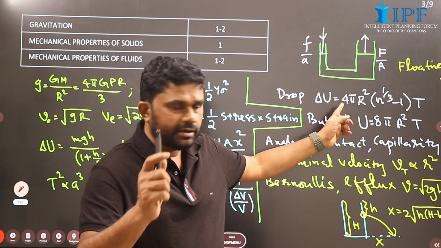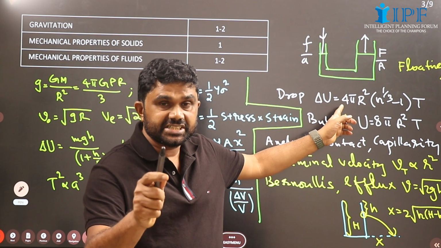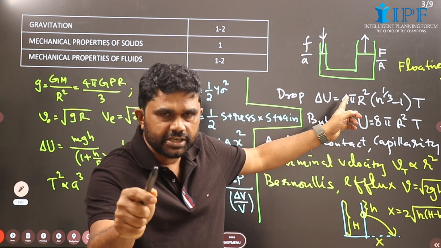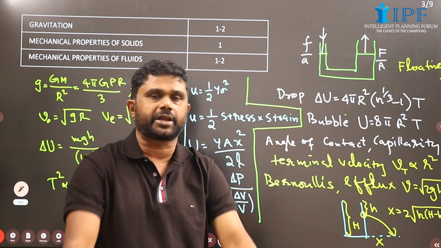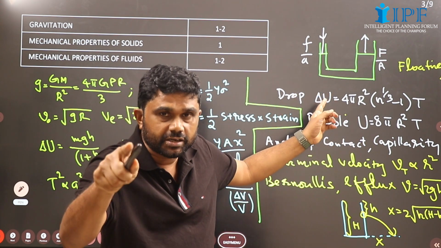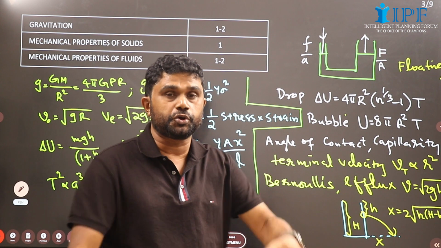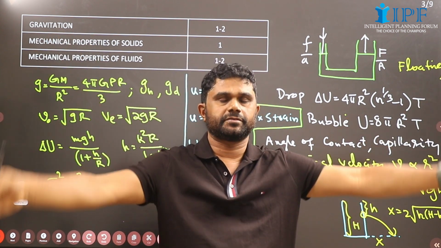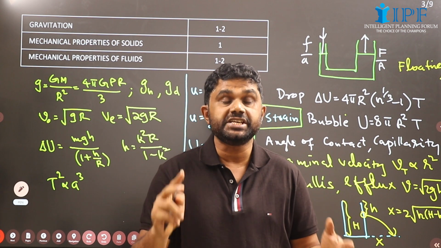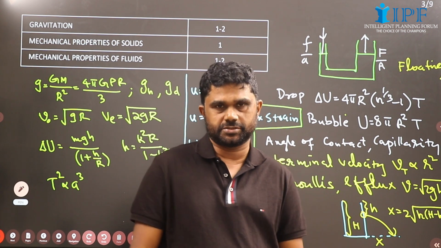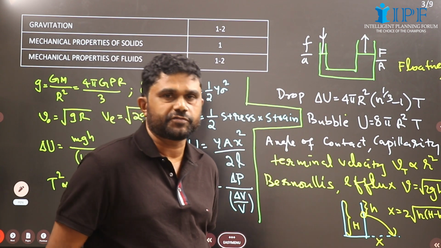So let me repeat, this is the decrease in potential energy when n droplets combine to form a big drop of radius capital R. Or this is the work that you should do to split a drop of radius capital R into n identical droplets. This much work you will have to do.